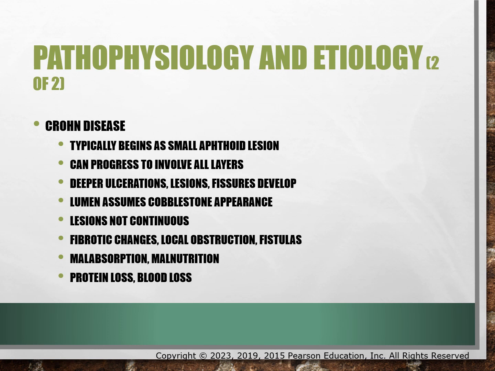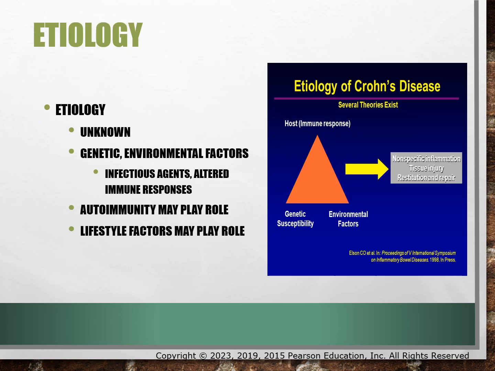Deeper ulcerations, lesions and fissures, which are knife-like clefts that extend deeply into the bowel wall, develop. The inflammatory process involves the entire bowel wall, the transmural wall. The lumen of the affected bowel in Crohn's disease assumes a cobblestone appearance as fissures and ulcers surround the islands of intact mucosa over edematous submucosa.